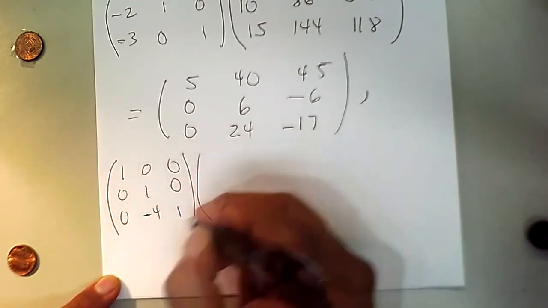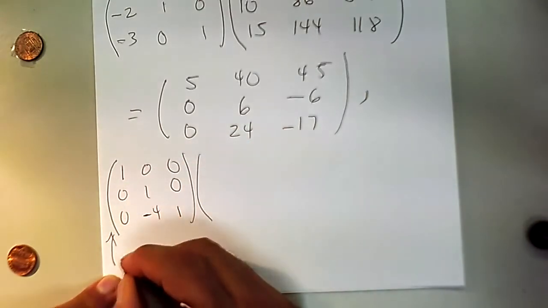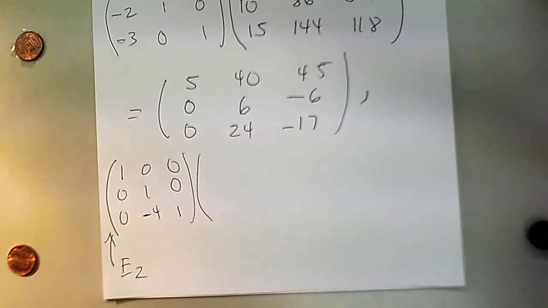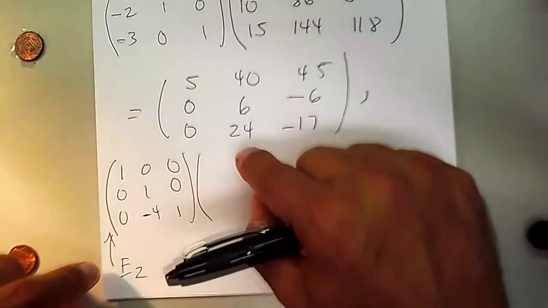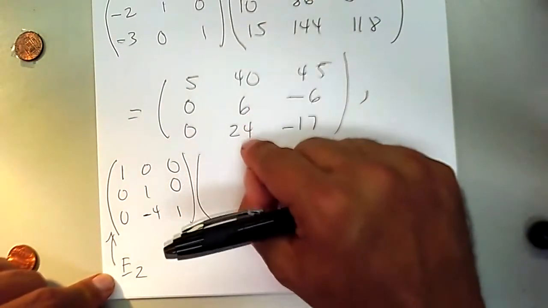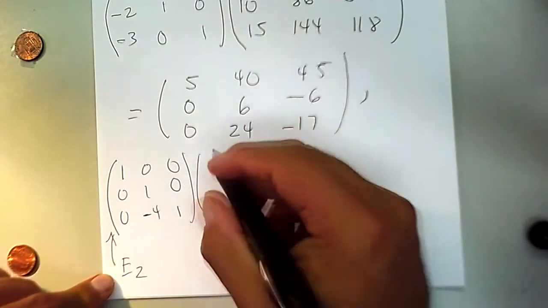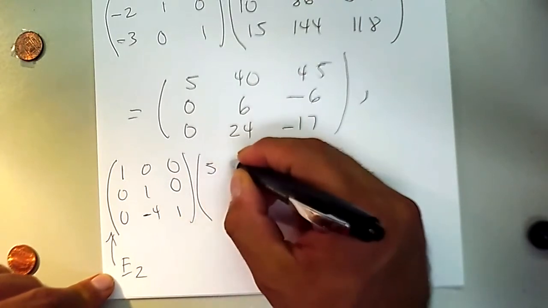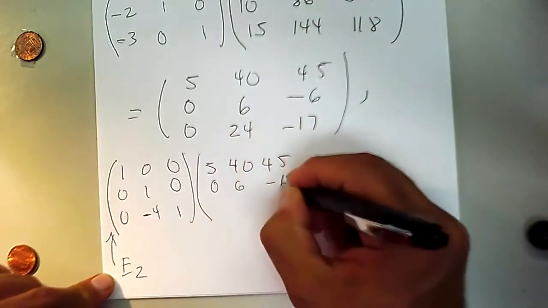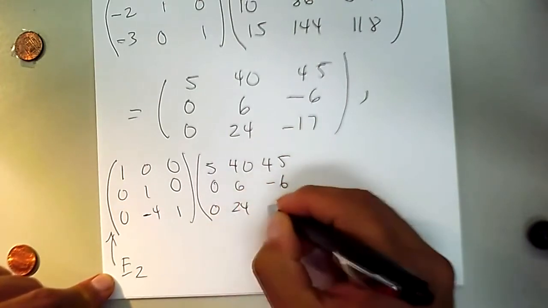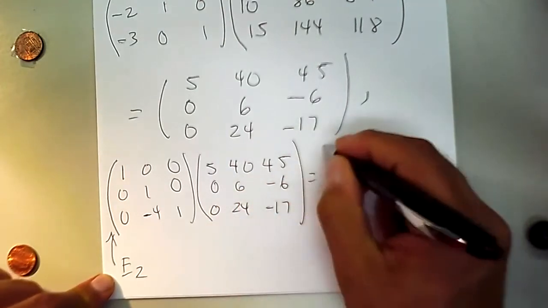So this is a new equation. This is what we claim is E2, the second elimination matrix that clears off this column, so we have a 0 there. So we're going to multiply by 5, 40, 45, 0, 6, negative 6, 0, 24, negative 17, and see what we get.